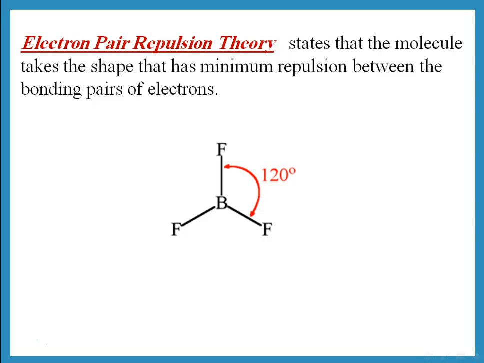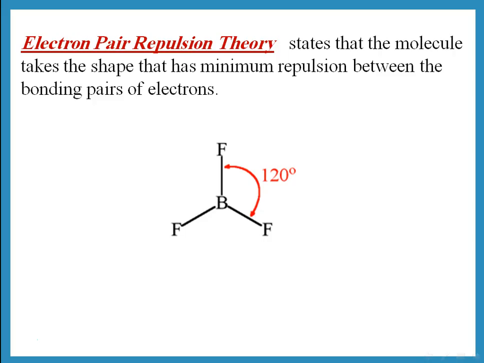Remember that we could have bonding electrons, in which, for example, in BF3, we have a pair of electrons between each boron and fluorine. So the pair of electrons forming one bond will repel the other pair forming the other bond. Pairs of electrons repel each other, so they try to arrange themselves in space so that they are as far apart from each other as possible.